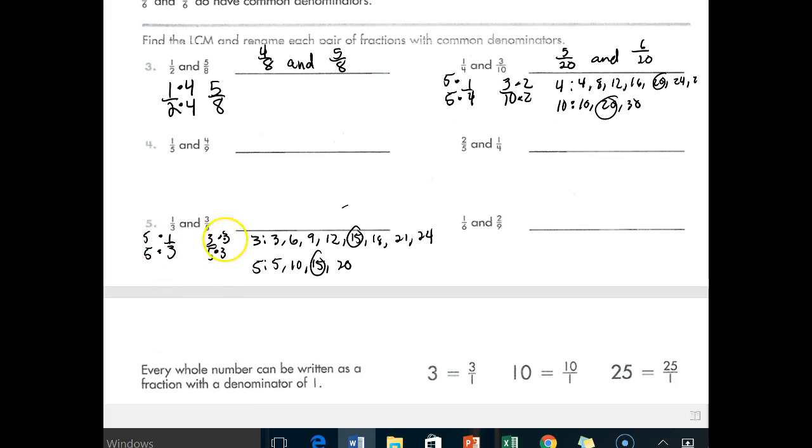Notice I do the exact same number on top and bottom. So this becomes 5 over 15, and the other one becomes 9 over 15.